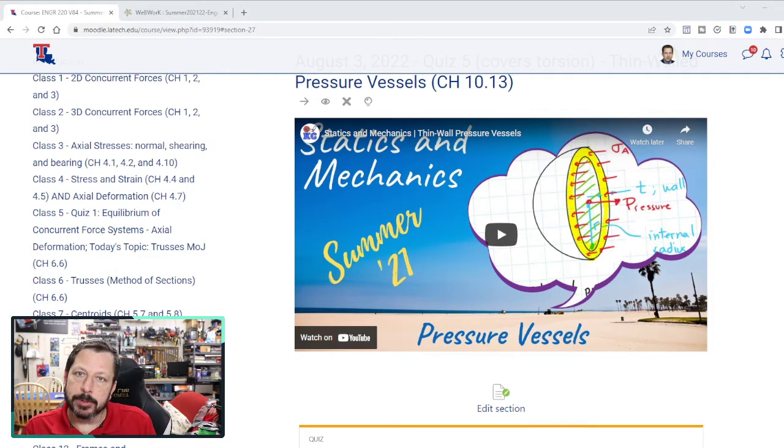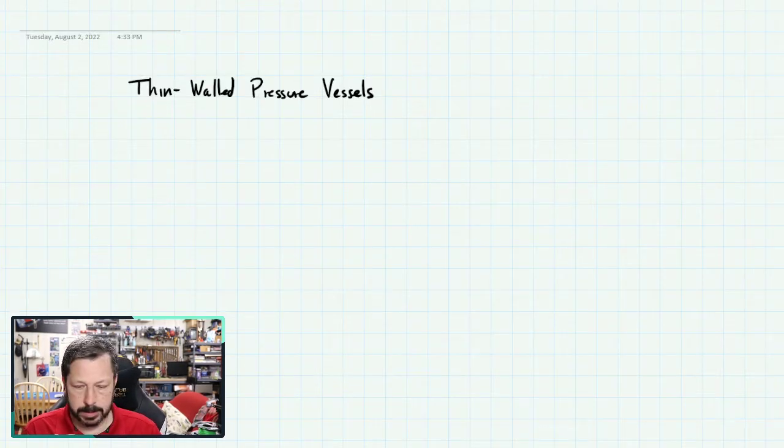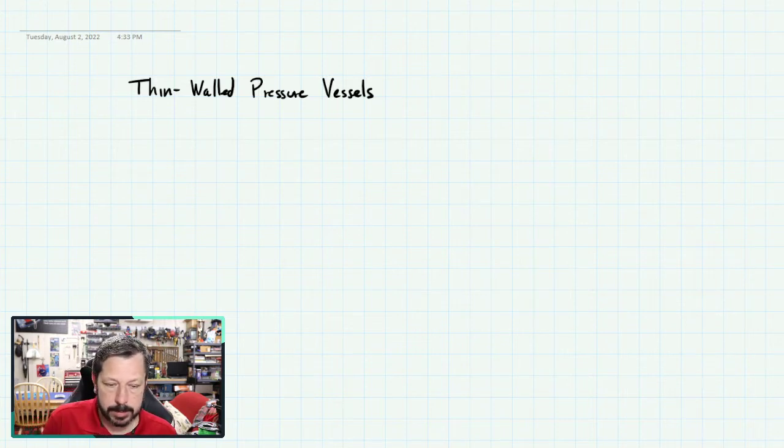There would be a difference between thin-walled and thick-walled pressure vessels, and we'll talk about that when we get to it. But let's get over here to OneNote and start talking about how we're going to deal with these thin-walled pressure vessels. So the first one we'll deal with will be a spherical one. So this could be like a basketball. There's some butane tanks that are spheres, something like that.